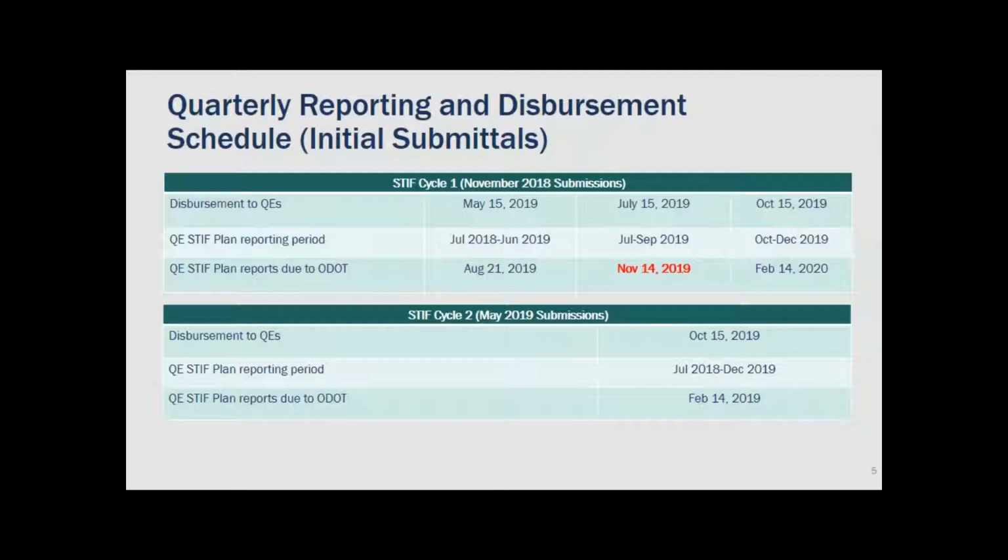Cycle 2 applicants who submitted in May, your report won't be due until February 14, 2019. No, actually, that should be 2020, excuse us. So you have some time. What we need to do is make sure we enter your STIF plans in OPTIS so you can actually play around and figure out how to do the SPR. So we're actually working on that soon on the back end here in ODOT to have that information available, and we'll email you once your STIF plan is ready. So just be aware that you're not going to have to submit until February 14 of 2020.